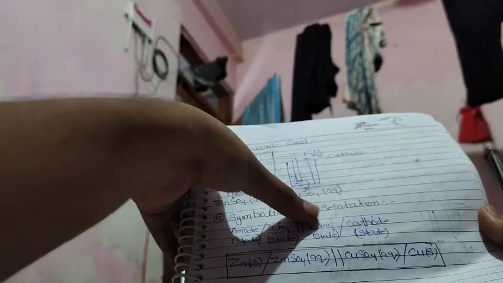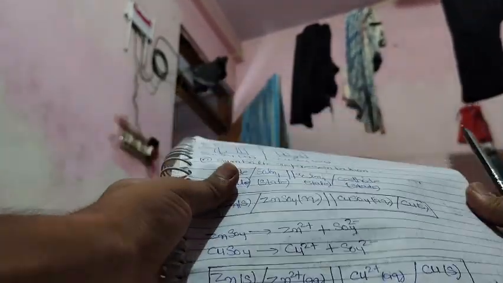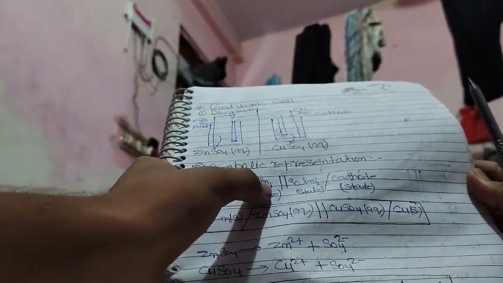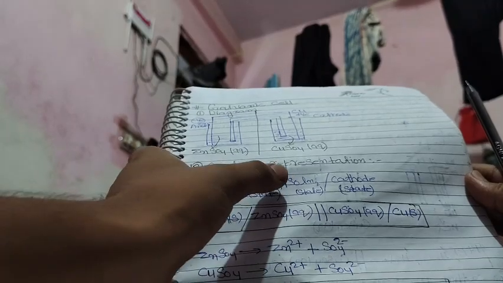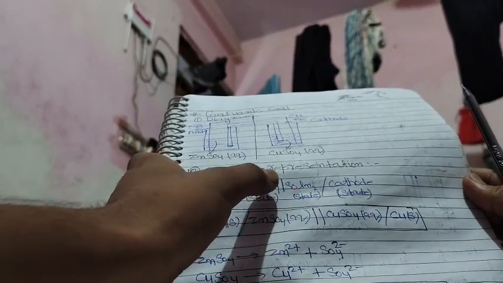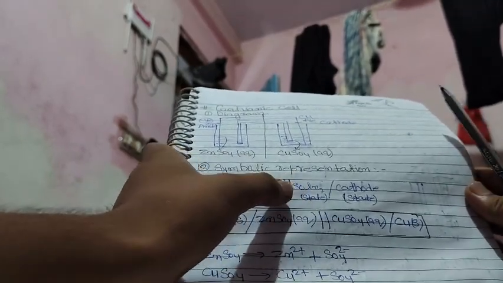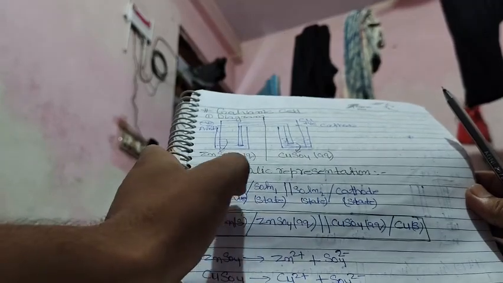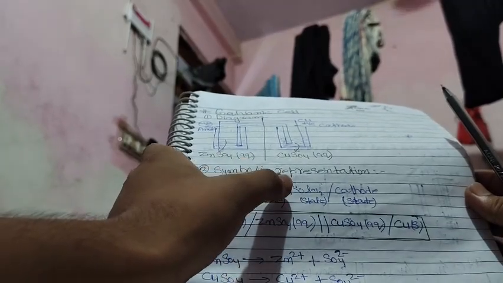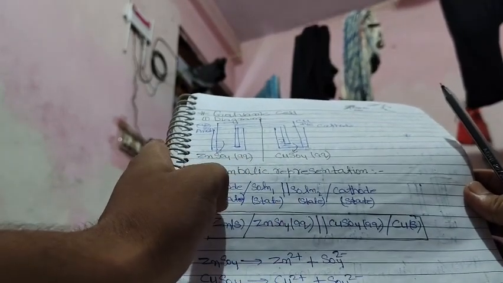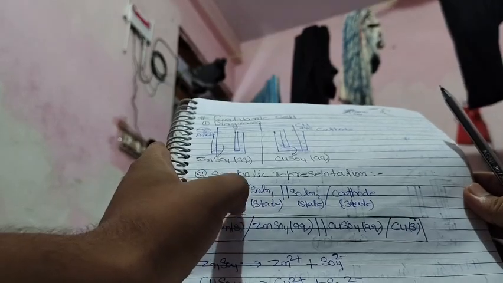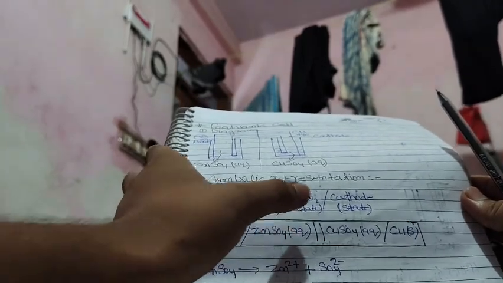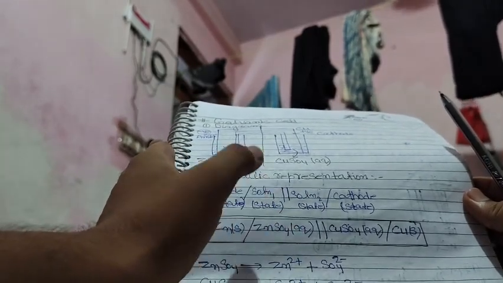Now, what is the symbolic representation? First comes the anode, then a solution, another solution and the cathode, with a salt bridge between. So: anode, solution, salt bridge, solution, and cathode. And we write down the states: aqueous, solid, liquid.